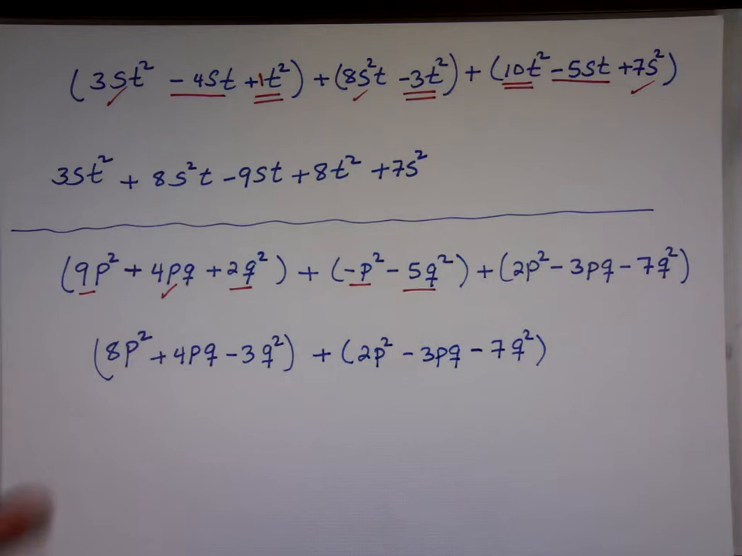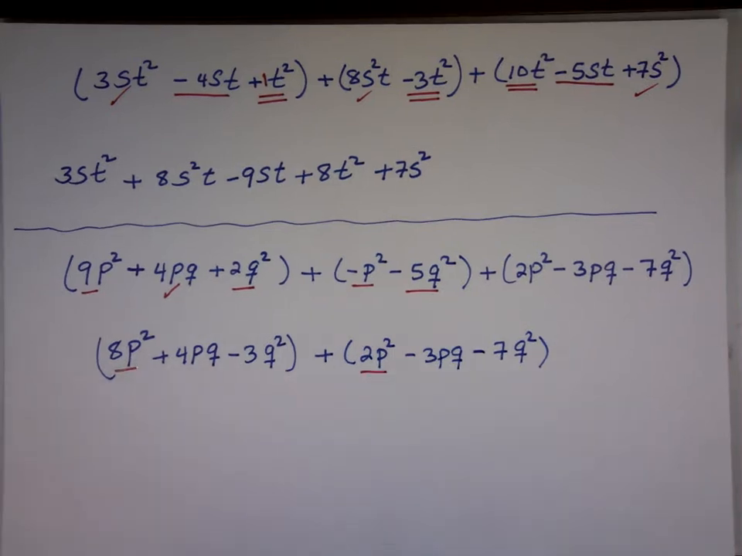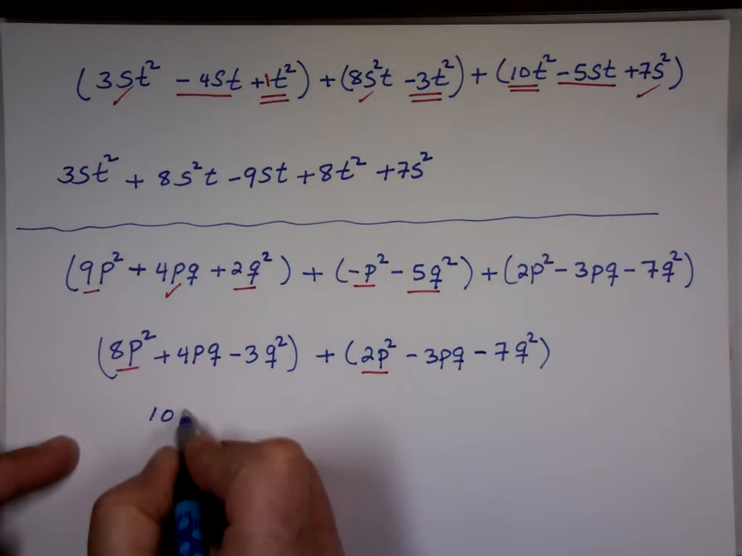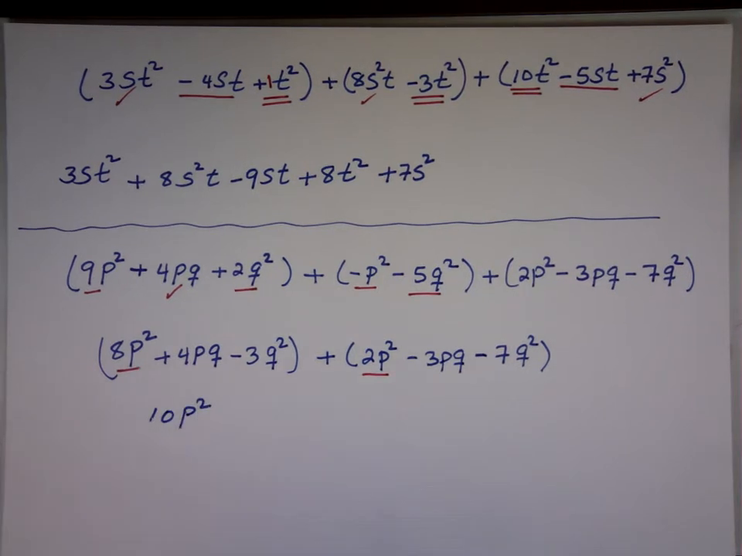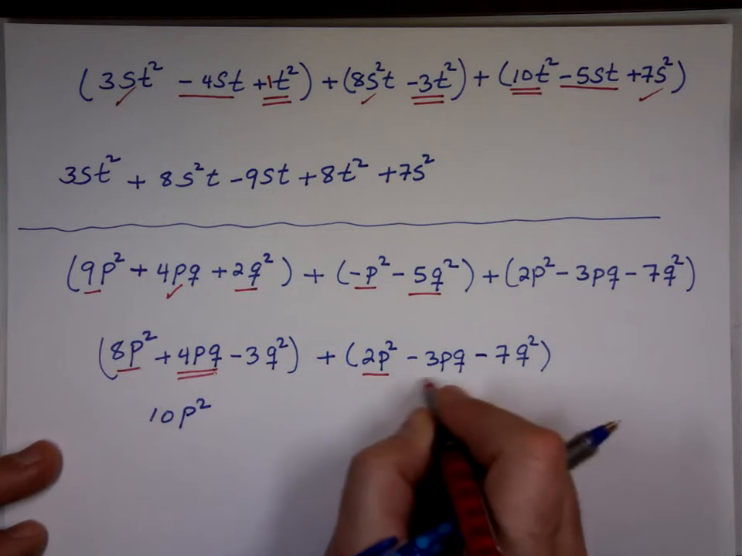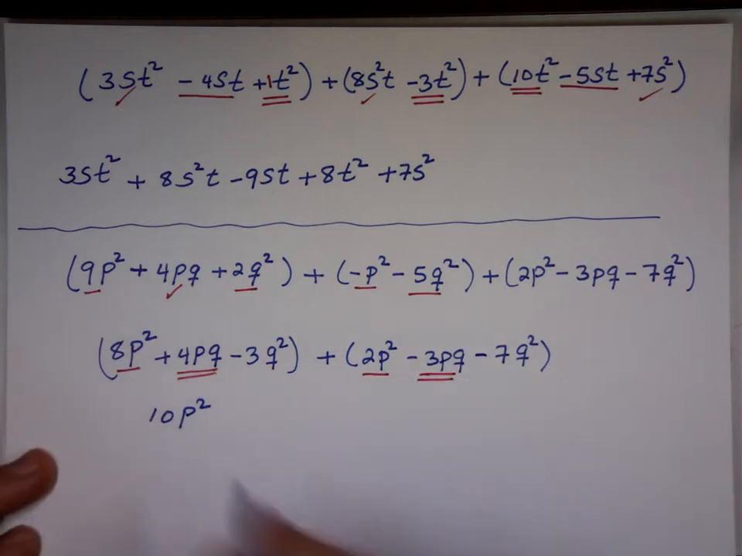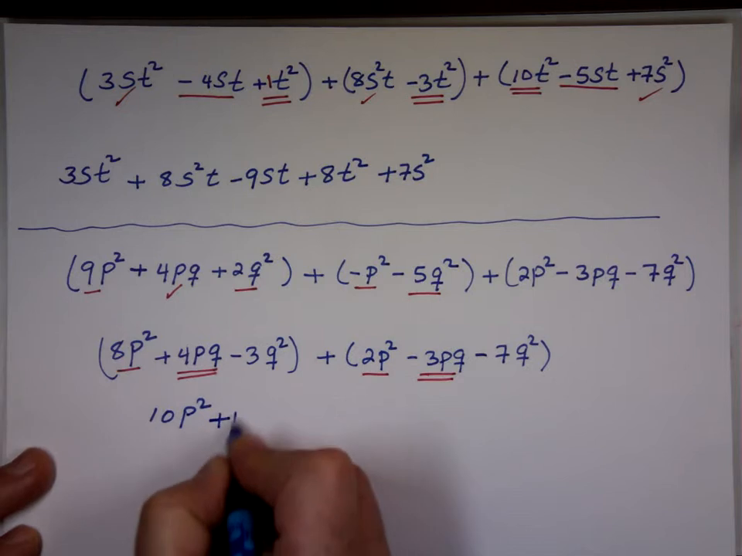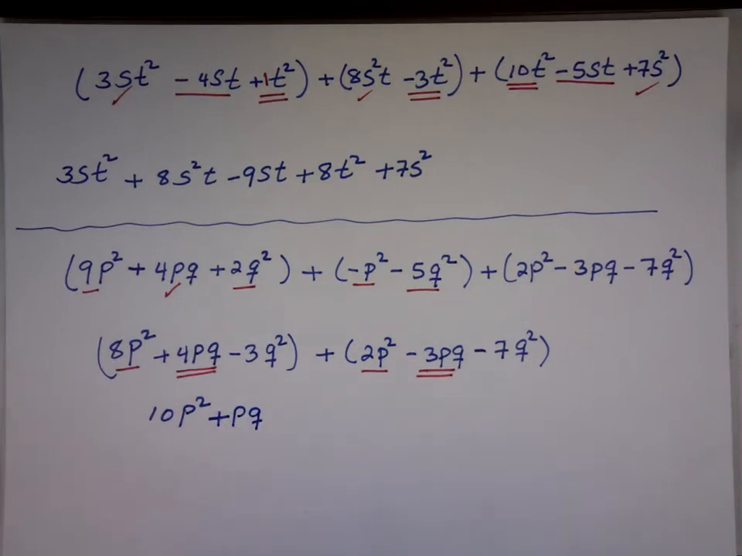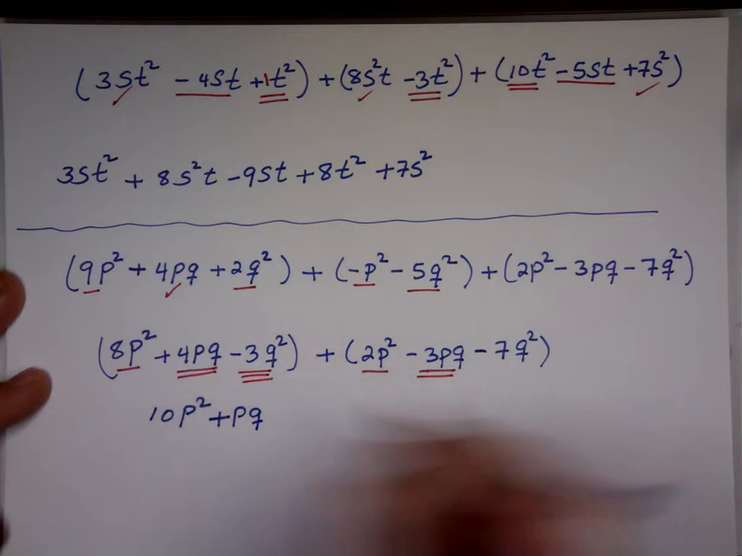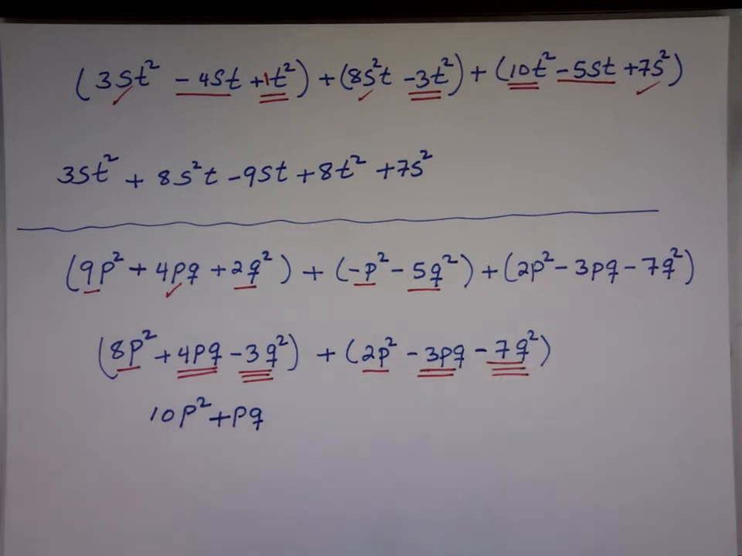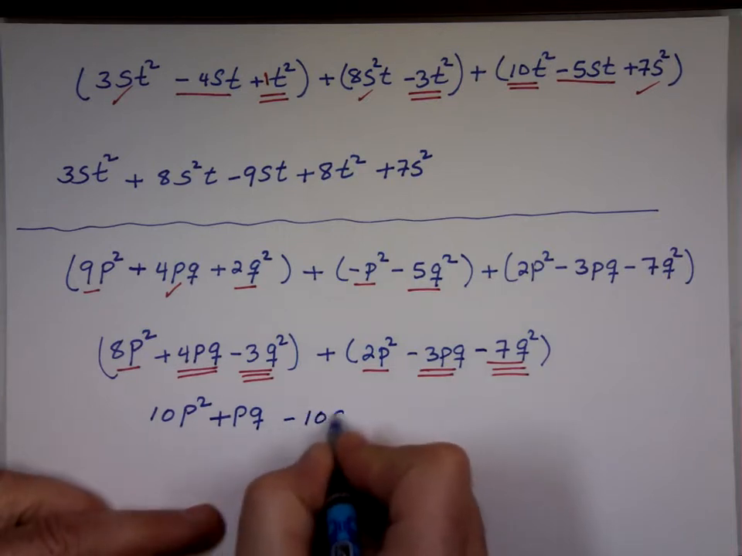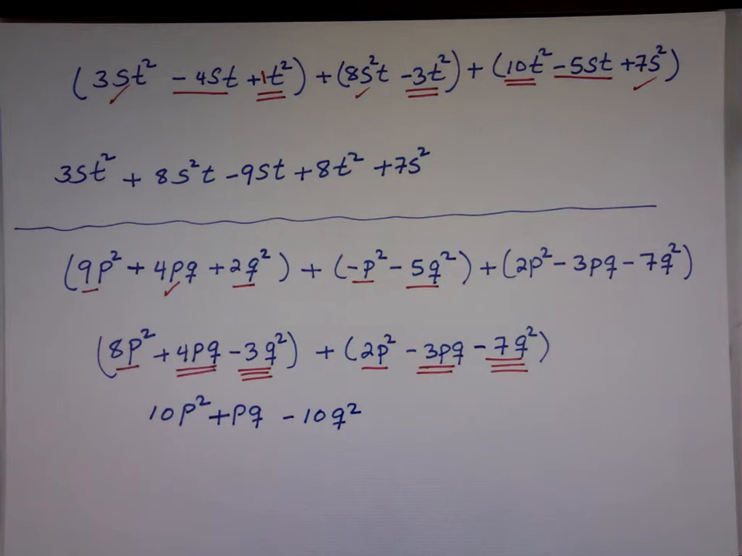And again, I see this and this are the same type. 10p squared. I see this one and this one the same type. That's what? Plus pq. It's 1. We just don't put the 1. And this one with this one, negative 3 and minus 7, which is what? Negative 10q squared. You can do them in one shot. You can do them in 2 steps. Whatever's easier for you.